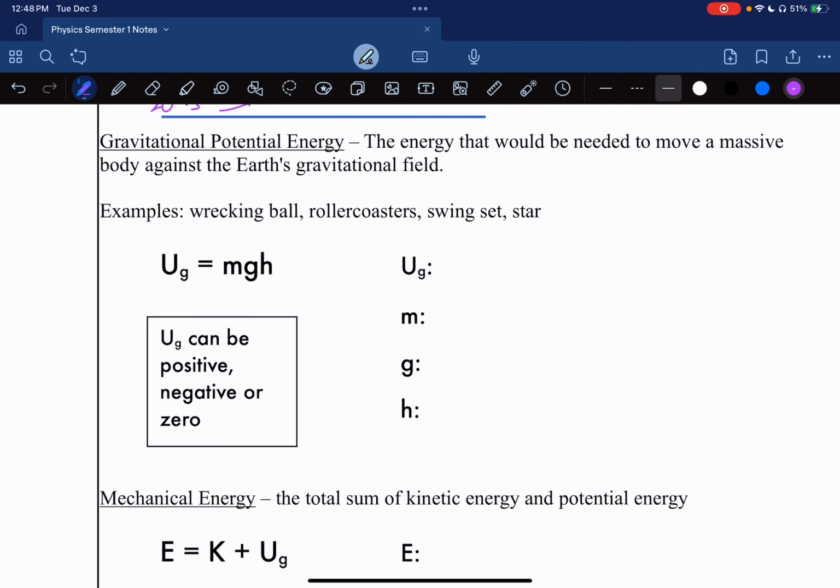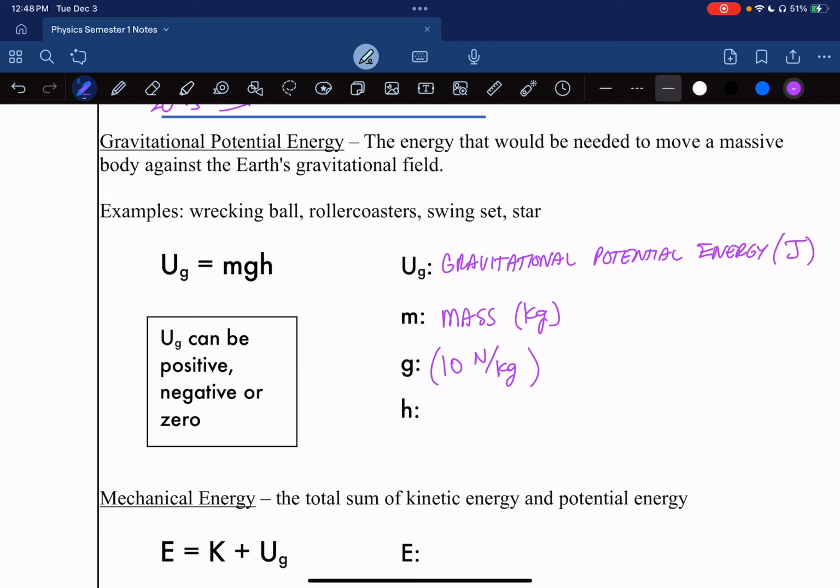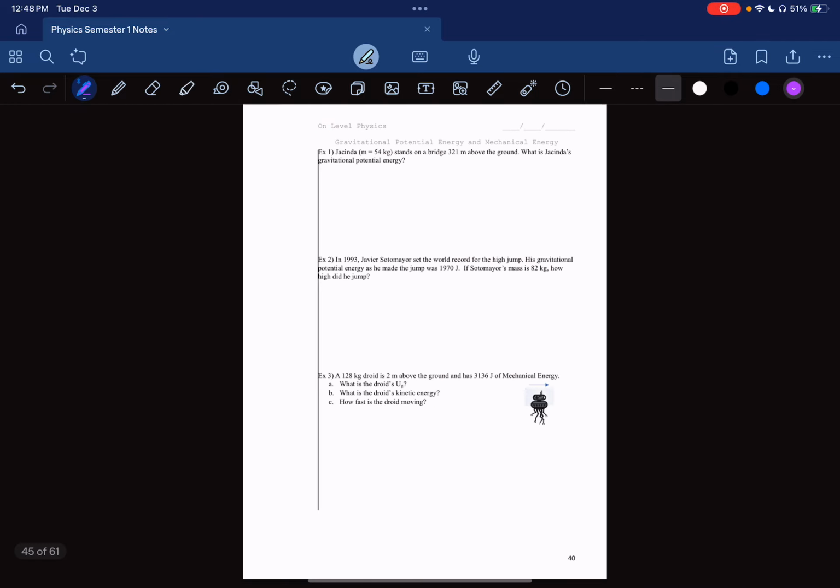Oh, of course, let's write this down. So this is gravitational potential energy. All energies are in joules. This is the mass, which is in kilograms. G is 10 newtons per kilogram. Just is, and then H is the height, in meters. We will come back to mechanical energy.